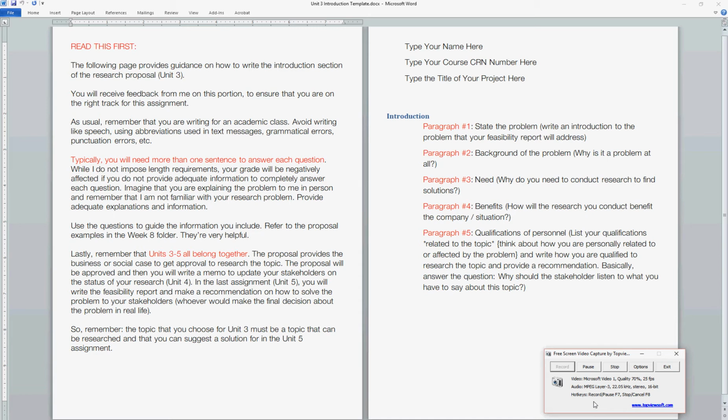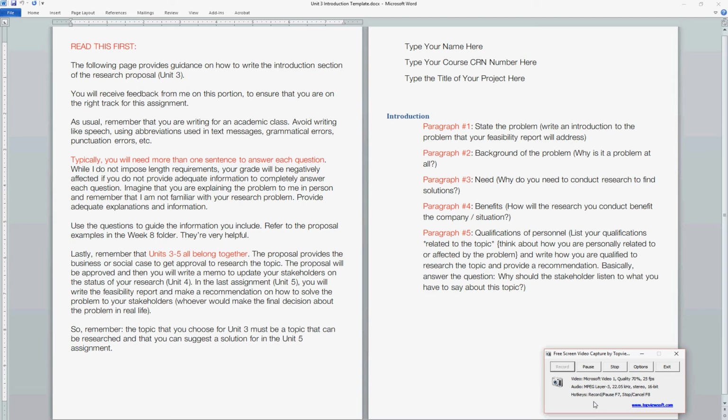This week we're going to continue with talking about Unit 3. So as you already know, Unit 3 is a proposal, and I just want to reiterate a few things before we continue. The document that you're seeing on your screen now is available to you in the Week 9 folder, but I just want to go over a few things to help you do your best. This document is the Unit 3 introduction template. Unit 3, as you already know, is a proposal.